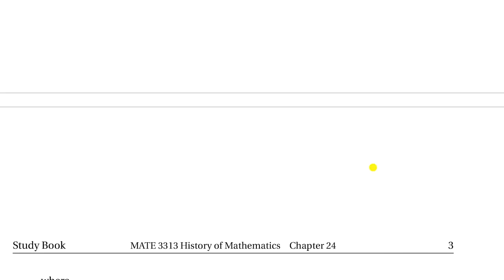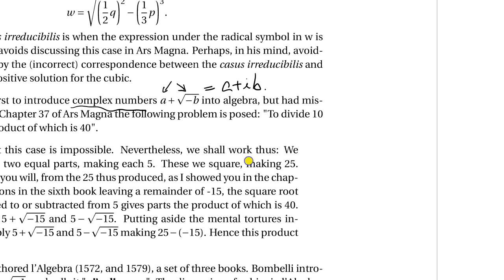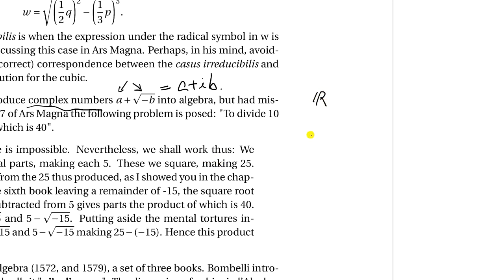So let me skip this one. Cardano introduced complex numbers, a combination of a real part and an imaginary part. That number can be written as a plus ib. For real numbers, we already found that there is a nice one-to-one correspondence between the points on this real line and the set of all real numbers.